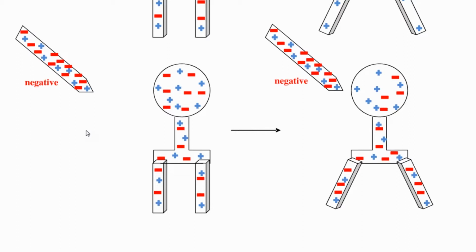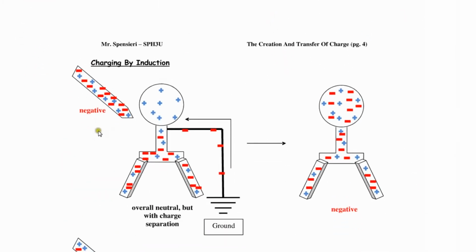Although the objects here are not overall charged, there is a way of getting a net charge while the charge separation is occurring. If the neutral object is connected to a ground wire, the partial charge that is produced on one side of the object can be neutralized by the ground.